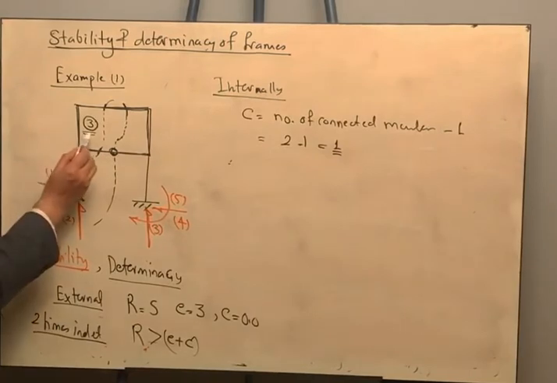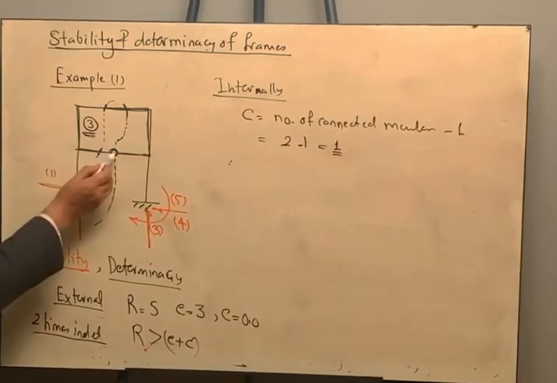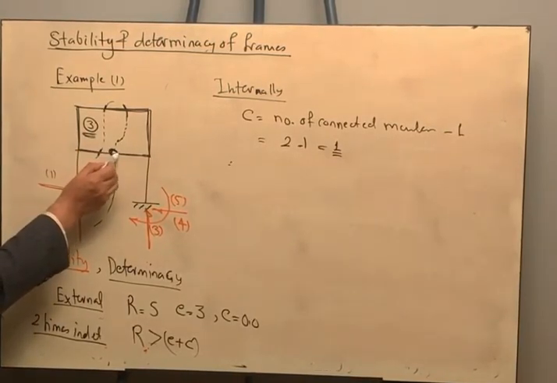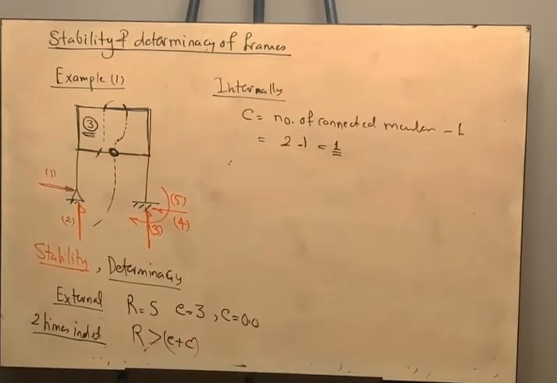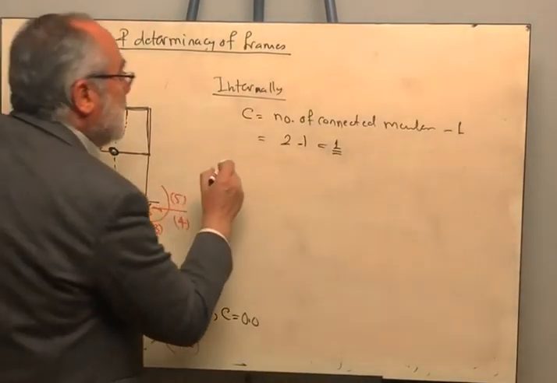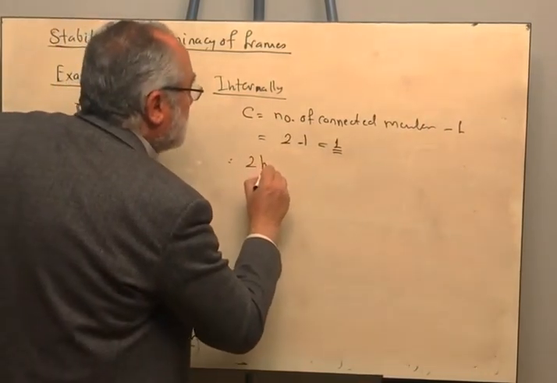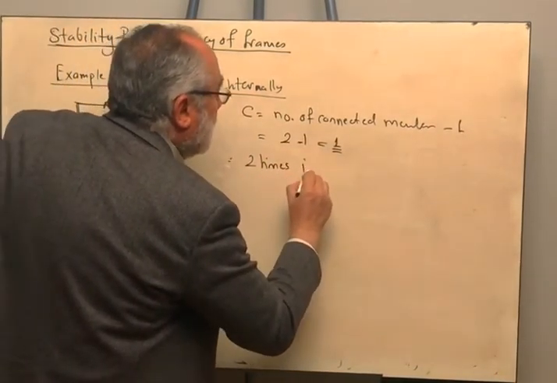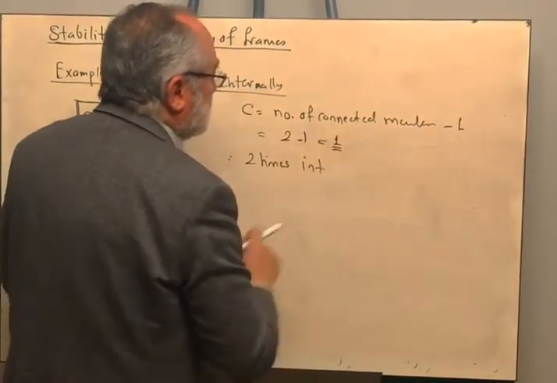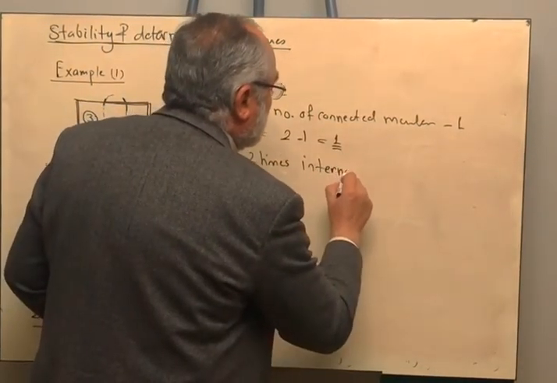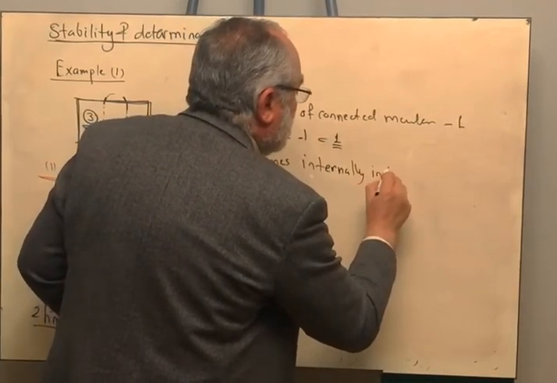We have 3 extra unknowns, but we have 1 condition equation provided by the intermediate hinge, so 3 minus 1 will be equal to 2. So this frame is 2 times internally indeterminate.